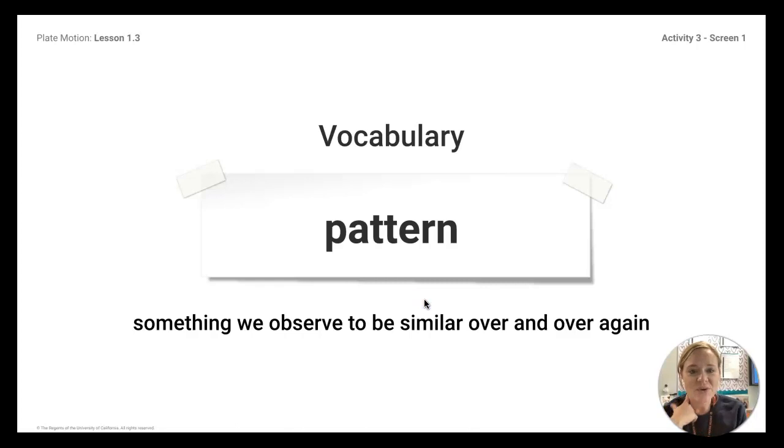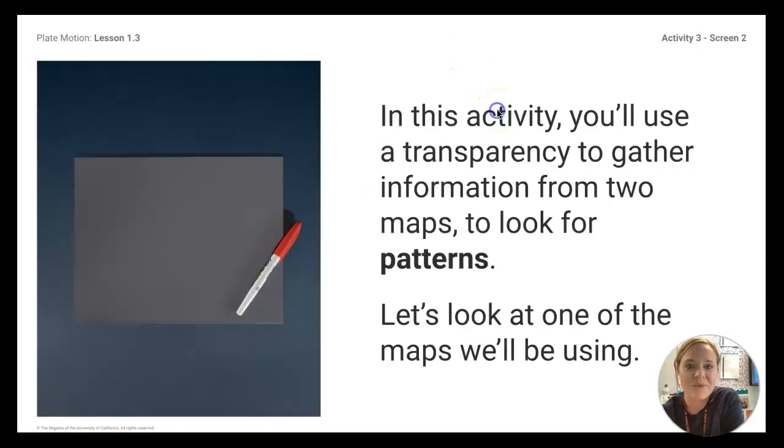In this activity, you are going to be looking for patterns and observing patterns, and remember that a pattern is something that we observe to be similar over and over again. For example, if I was talking about a color pattern, I might say red, blue, or if I was thinking about a shape pattern, I might say triangle, square, circle, circle, triangle, square, circle, circle. So I have lots of different patterns that I can look at, and we're going to look at patterns here in this activity.